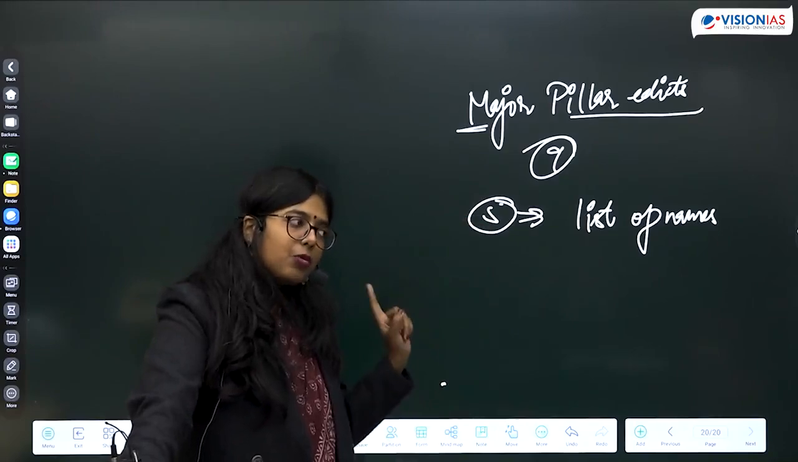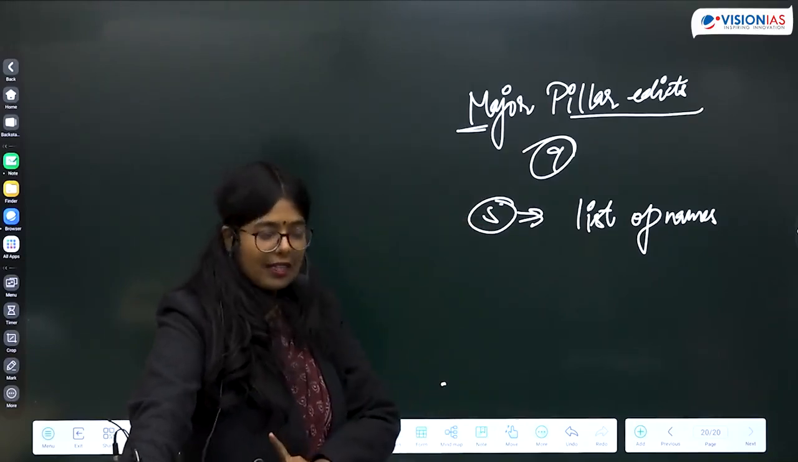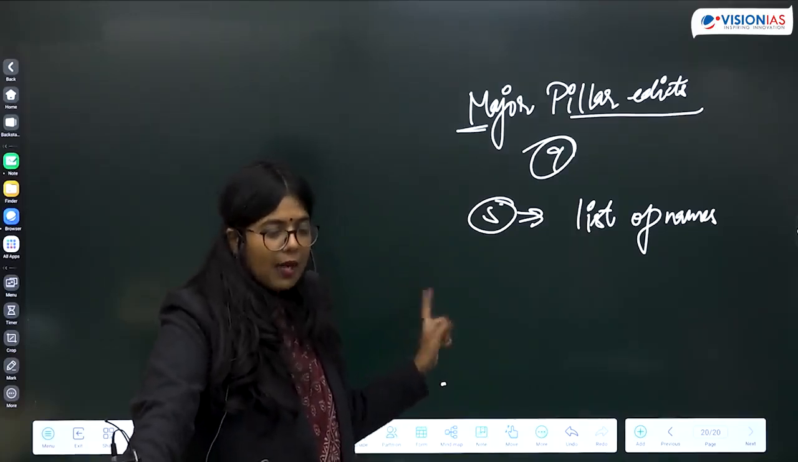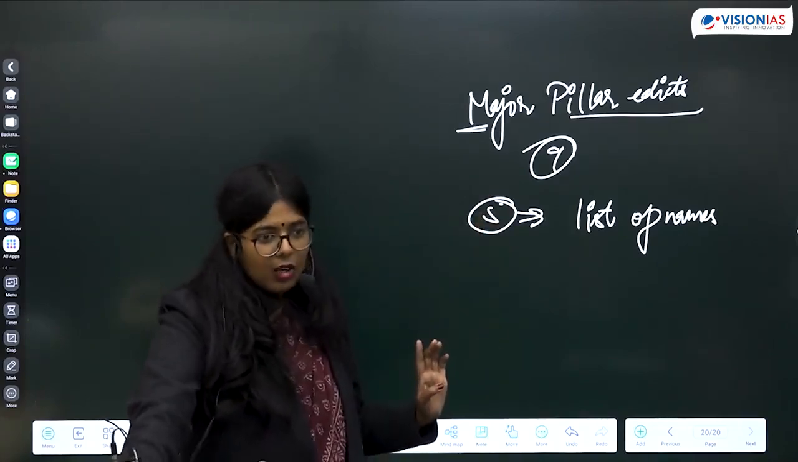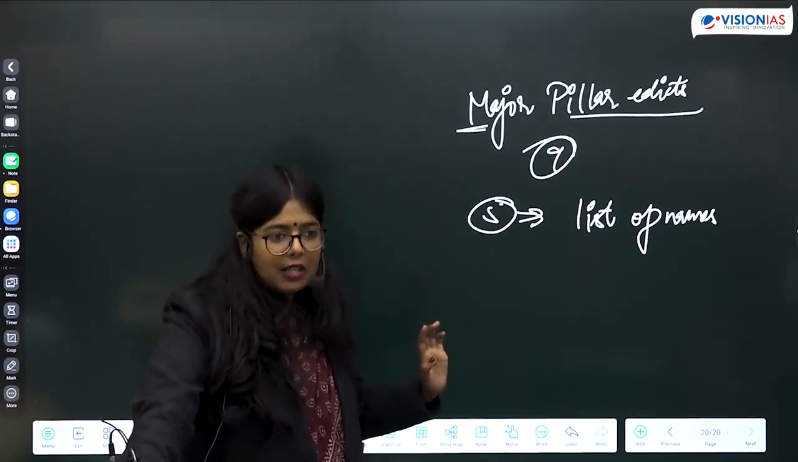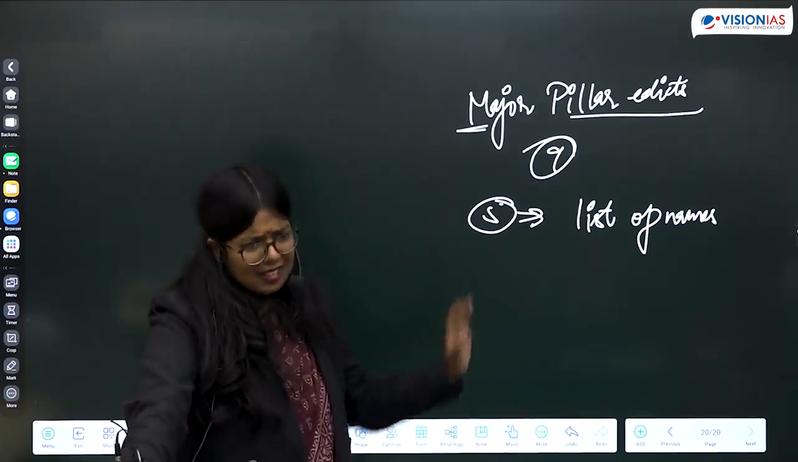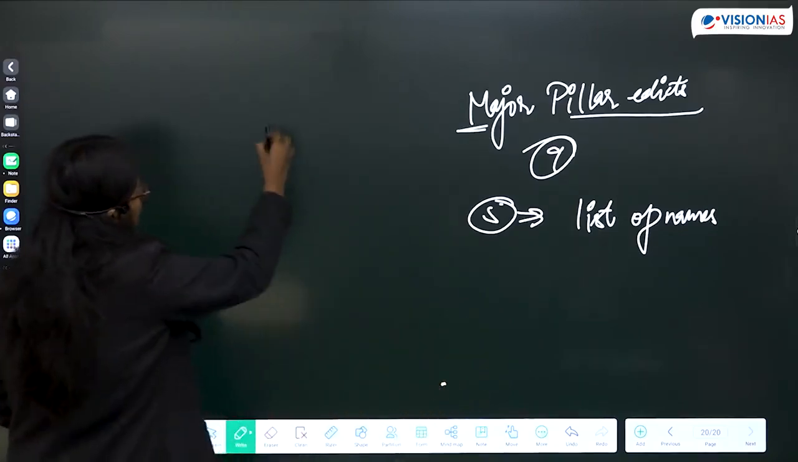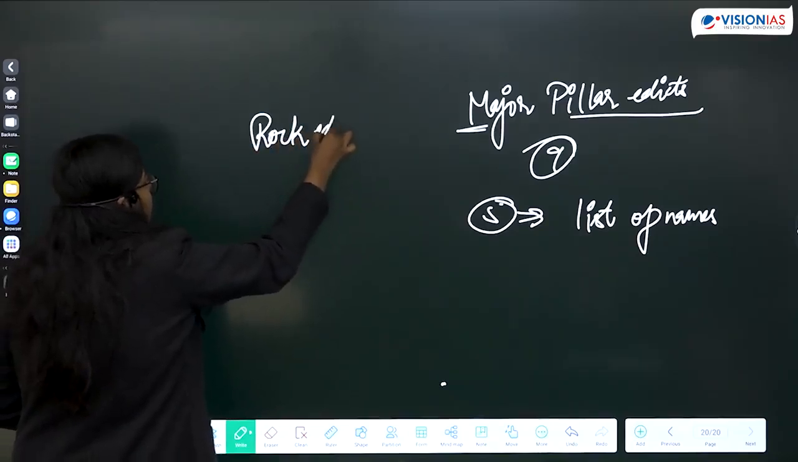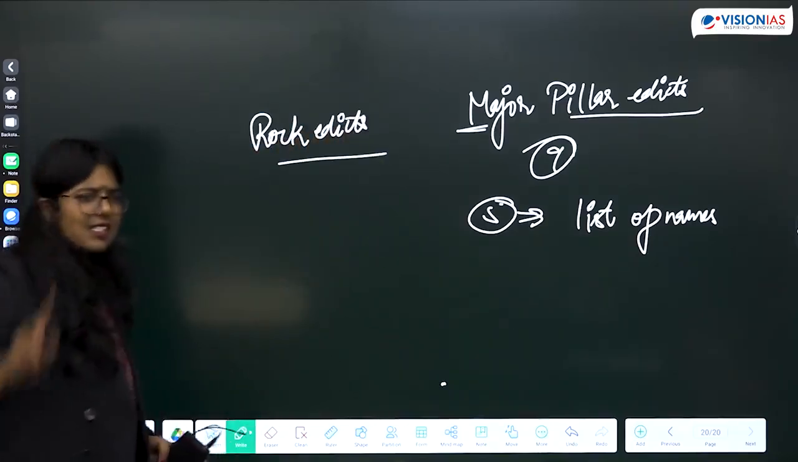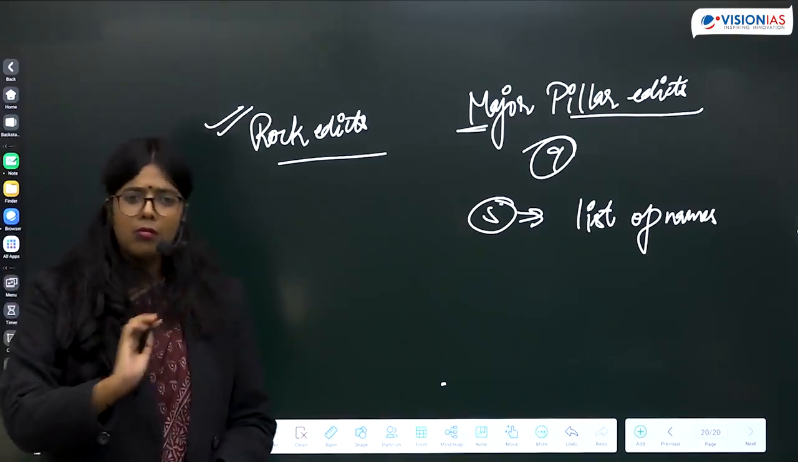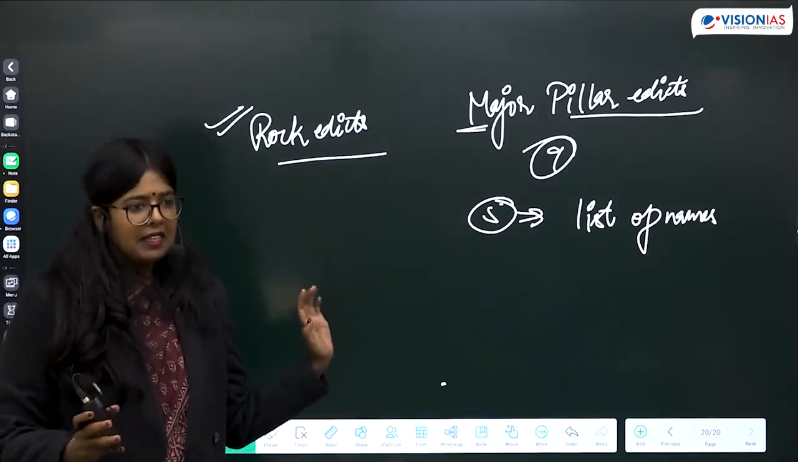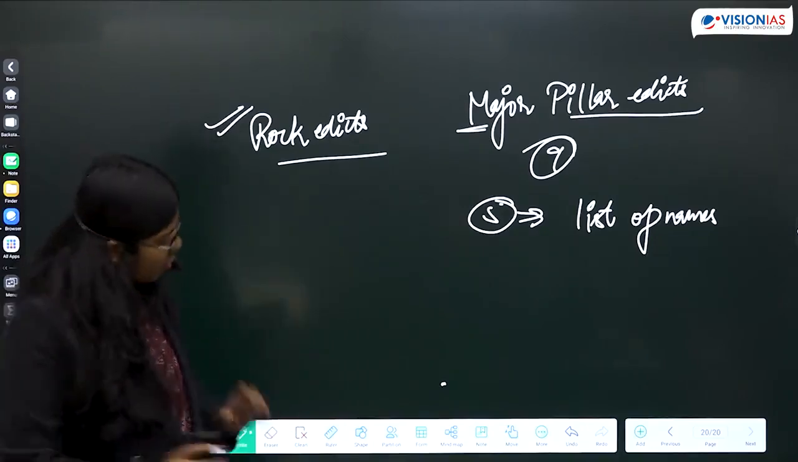So when we are talking about the rock edicts, the 13th rock edict, major rock edict, is the longest one. When we are talking about the major pillar edicts, the 5th one is the longest one and the most unique one. Is this clear? So remember this. If you look at the questions, they are centering around rock edicts only. If you look at the last 10 years PYQs, you will find questions on rock edicts. Nonetheless, you should also know about the important pillar edict. Is this clear? Chalo.